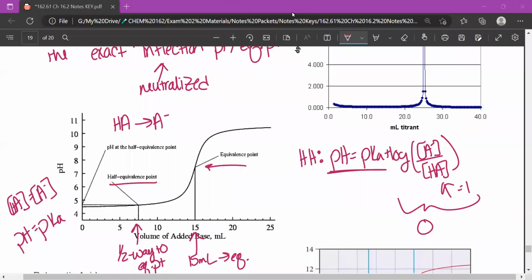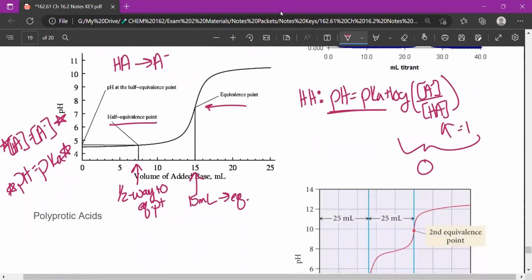All right, so this is why we care, because you can identify an acid if you know what its Ka value or its pKa value is. So that is going to be important in the lab. Again, the computer will find the derivative for you.